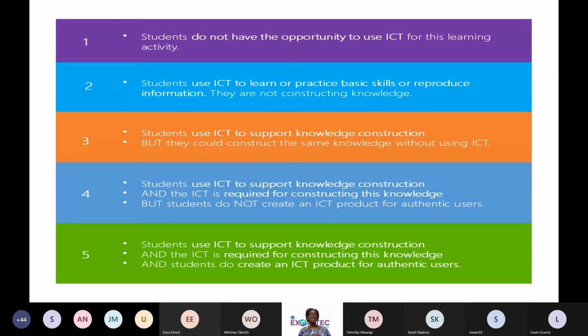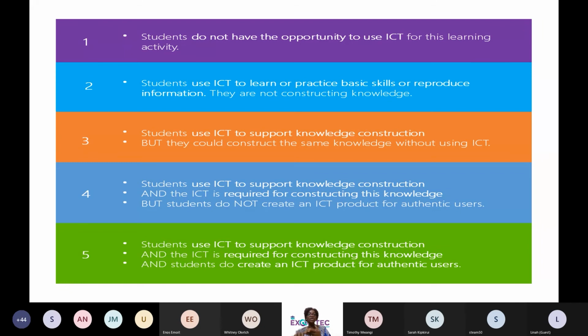So like I said, for the rubrics, the very lowest form is number 1, not 0. At that point, there is no use of ICT at all in the learning activity. If you're a teacher who is just presenting content, using ICT as a teaching aid, then that is not 21st century skill learning design using ICT. So students use ICT to learn or practice basic skills or reproduce information.